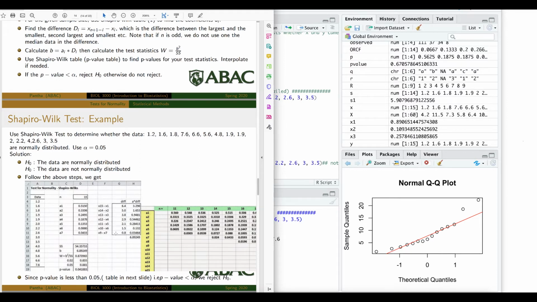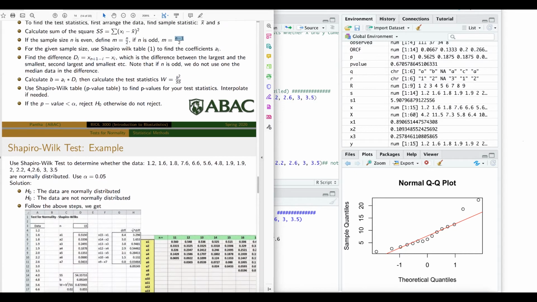Now what you do next is you multiply a value times the difference. This times that is that. This times this is that. So you find out a times the difference. After you find out a times the difference, you then calculate the test value as b square over ss. So b is a times difference, that is the b. Now you do b square over ss, right?